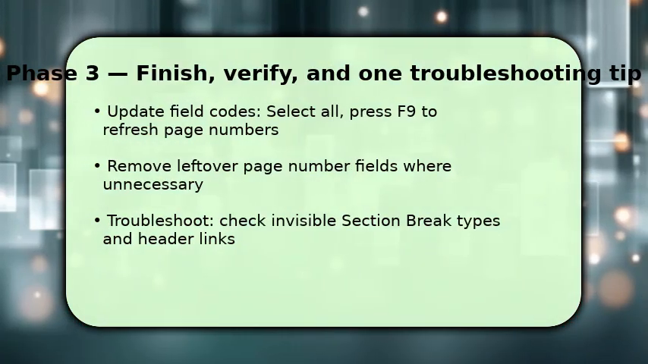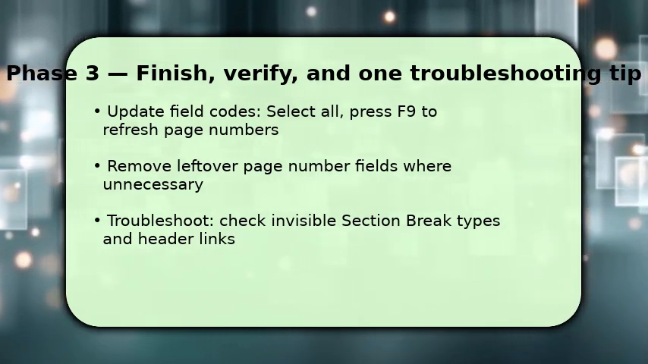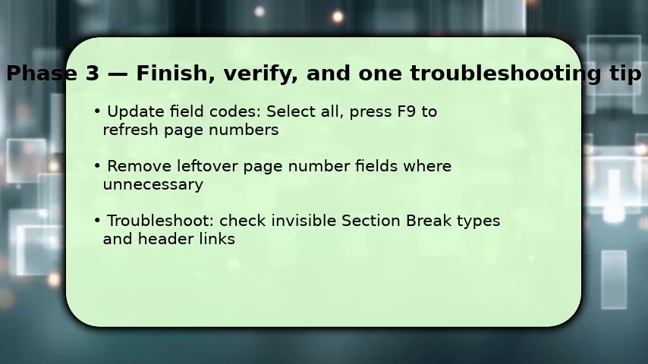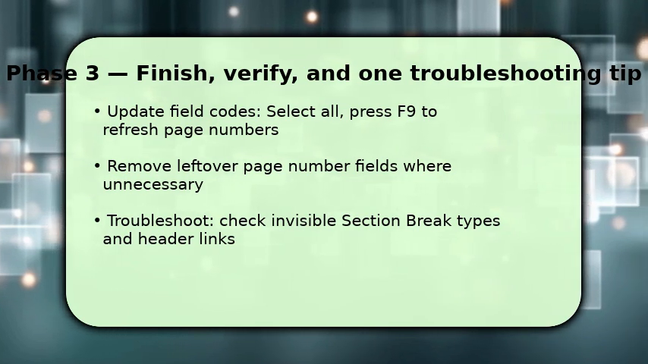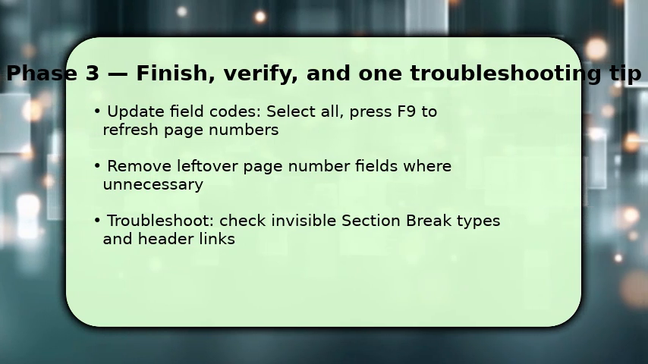To finish, refresh and verify. Select the whole document and press F9 to update fields so page numbers display correctly. Then visually scan each header/footer for leftover page number fields and delete duplicates. Reinsert where needed so only intended sections show numbers.